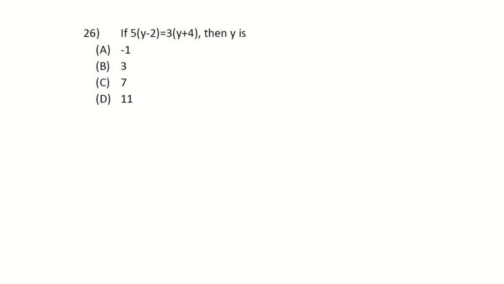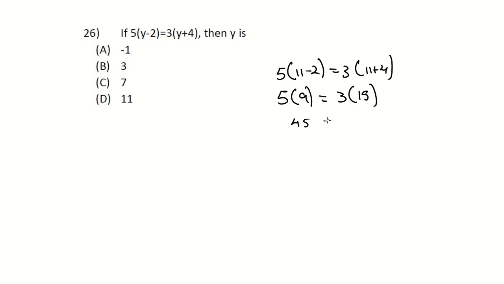Alright, number 26. We did this question already and we got 11. Let's just check to see. If the answer is 11, let's just substitute 11. 11 minus 2 is 9, so 3 by 9 and 11 plus 4 is 15. That is 5 by 9 equals 3 by 15. This is 45 and this is also 45. So D is your answer. And this is the second time we've seen this.